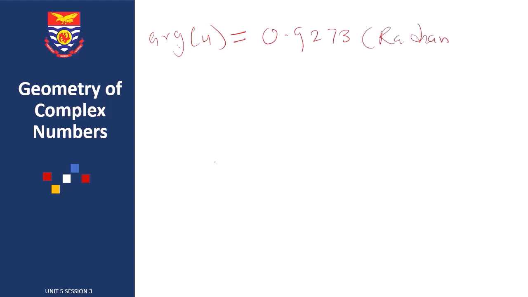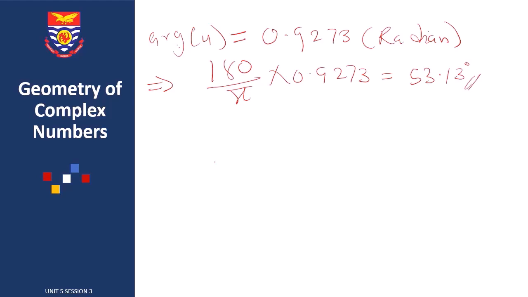Don't forget, if you want degrees, we just multiply the result by 180 on pi. 0.9273 times 180 on pi, and what do I get? You get 53.13 degrees.